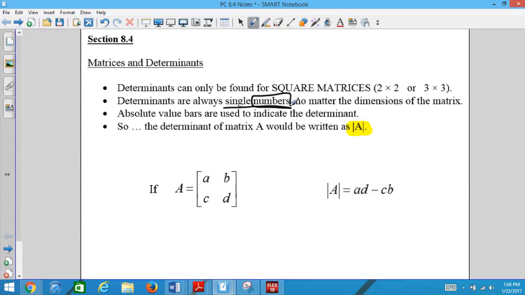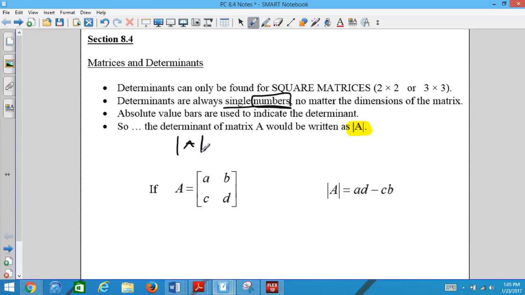And when you are asked to find the determinant, it'll look like absolute value bars, but when we're talking matrices, it means find the determinant. Your answer will not be in those bars. The bars are the directions that say find it.